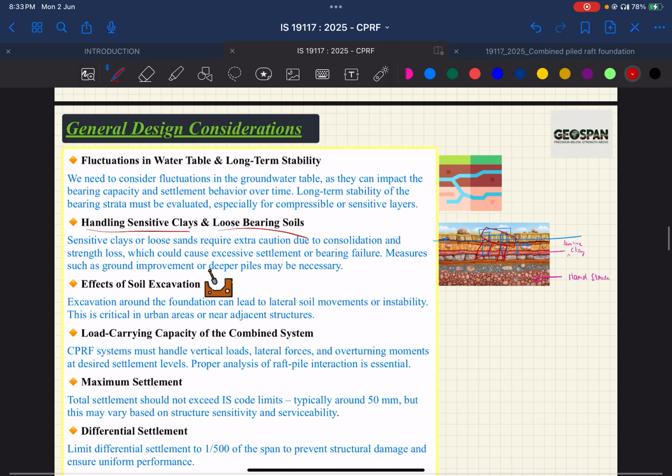The next consideration we need to consider here is effects of soil excavation. Excavation around the foundation can cause stress relief and potentially lead to lateral soil movements or instability. It's important to account for these effects during design, especially in urban areas or where adjacent structures are present.